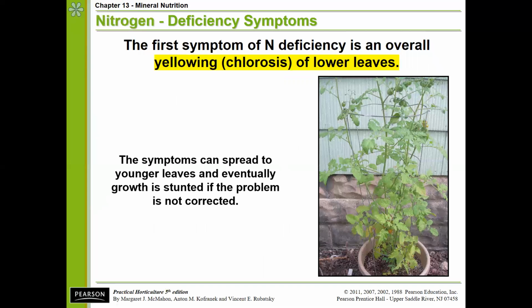When we look at nitrogen deficiency in plants, the first thing that we generally see is yellowing or chlorosis of the lower leaves. And that will continue to spread throughout the plant if not corrected.